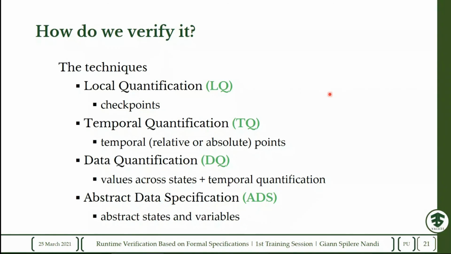So how do we verify it? The techniques are local quantification, where you put checkpoints in the system, basically saying if you reach that checkpoint, it means that it's good or bad to the system.